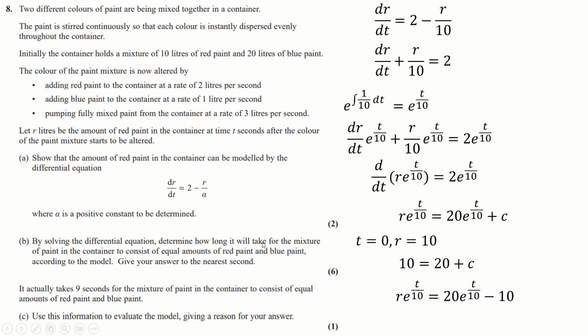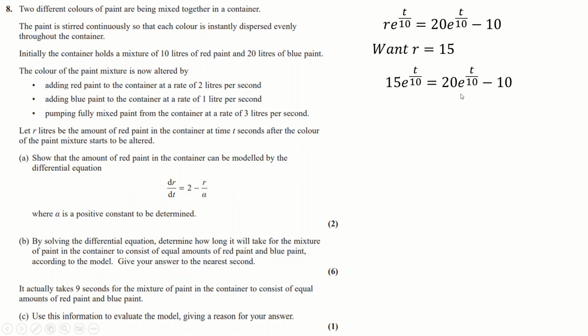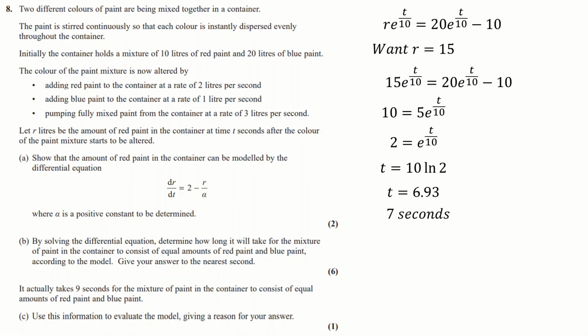We now need to know how long it will take for the mixture to contain equal amounts of red and blue. Now, I've said before that this thing always contains 30 liters. So to have equal amounts of red and blue, you need 15 liters of red. So R should be 15. So we substitute R is 15 into here, and we get this. We can, of course, solve this for t by just moving this, then dividing by 5, and then taking log of both sides, times by 10. We get this, which is this, and to the nearest second, that is 7.